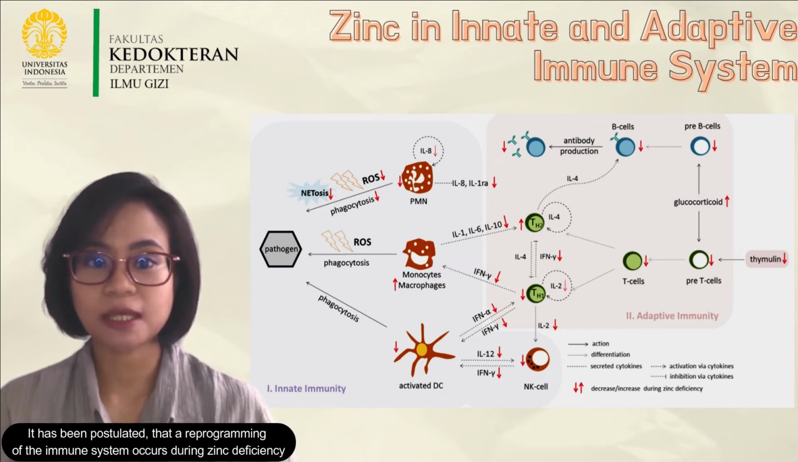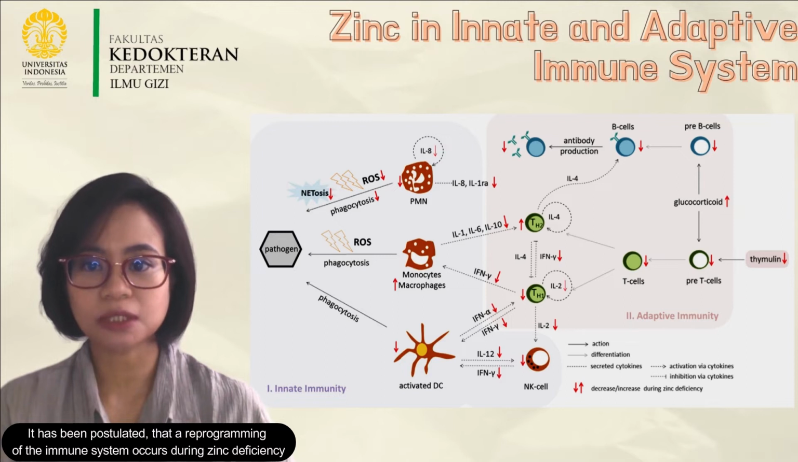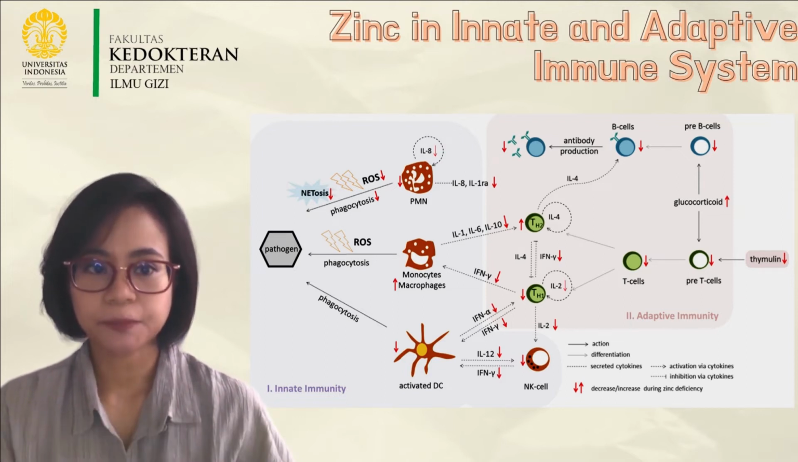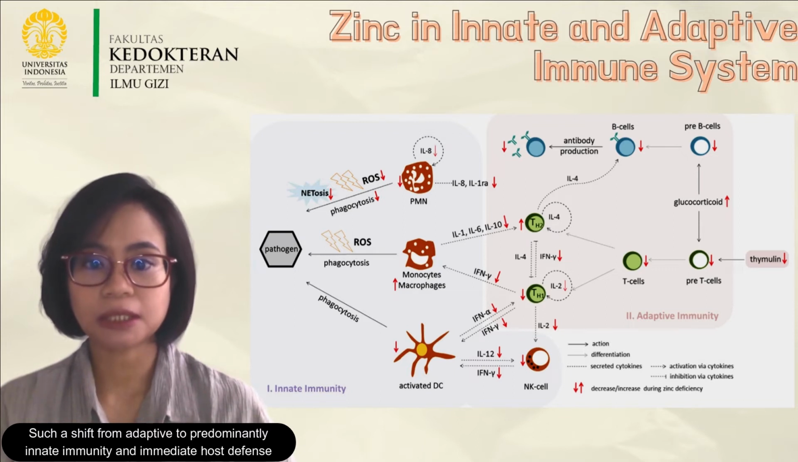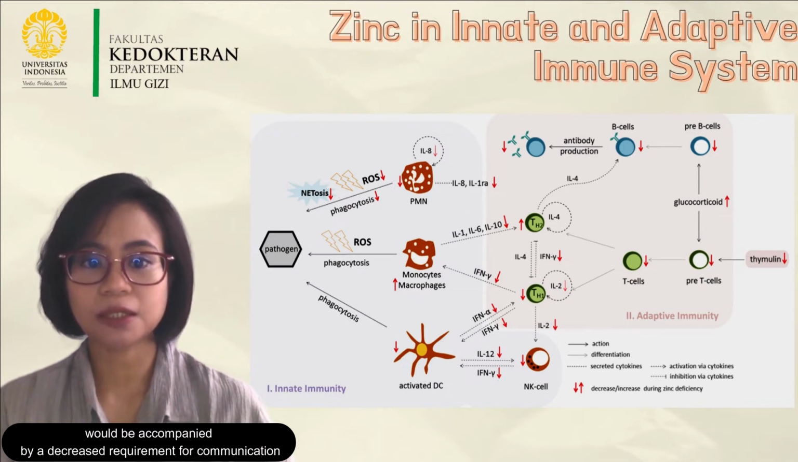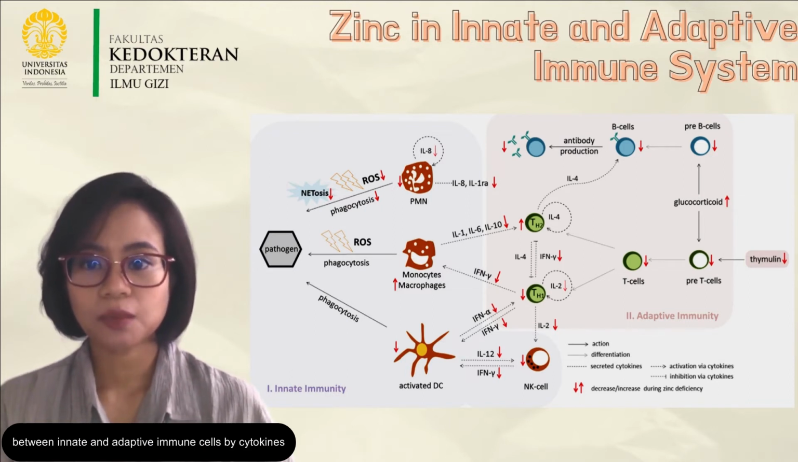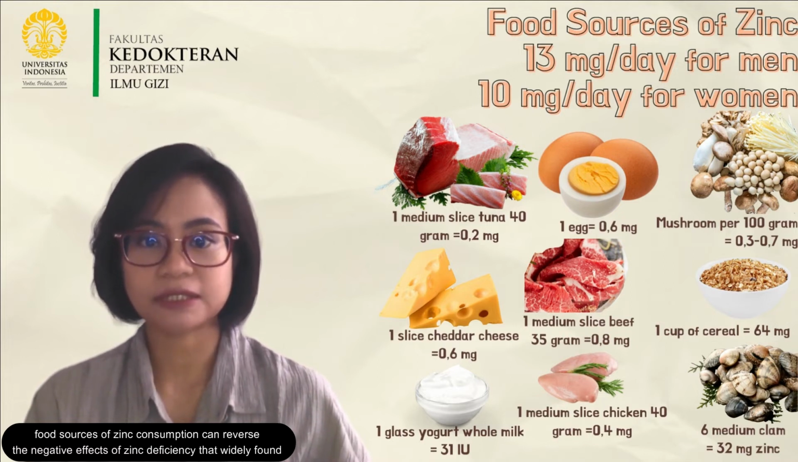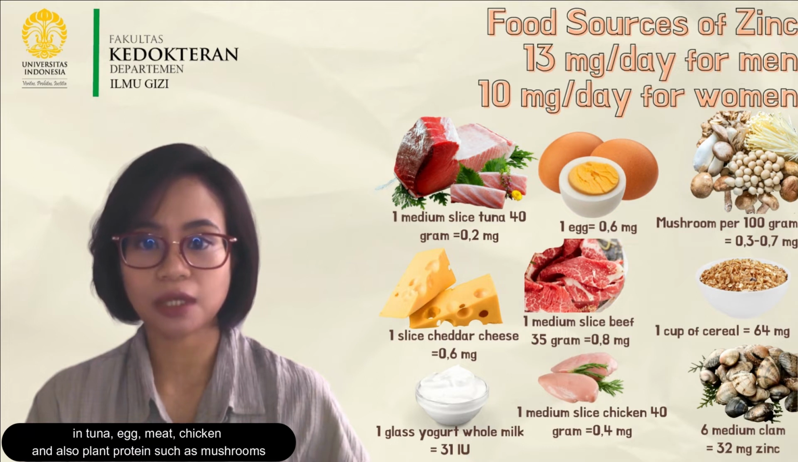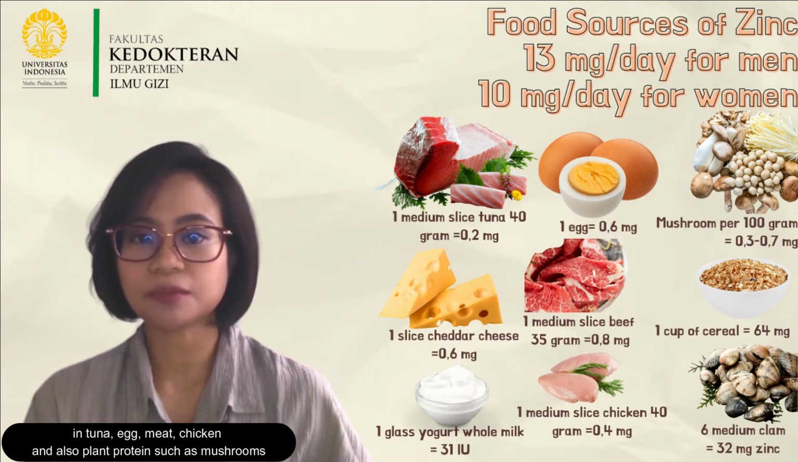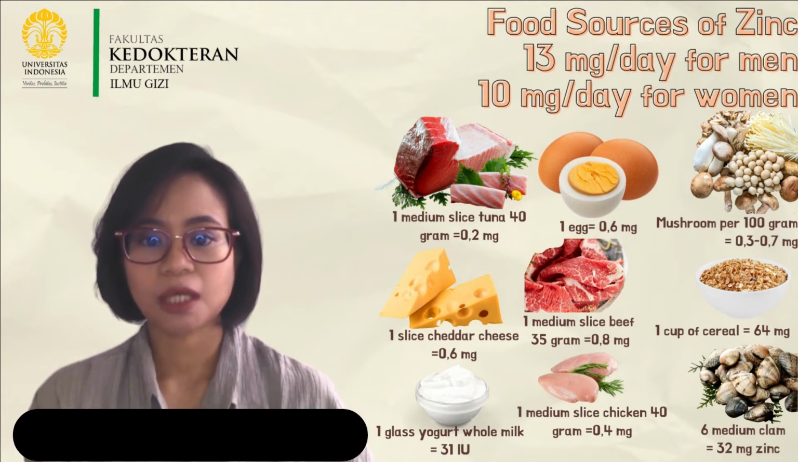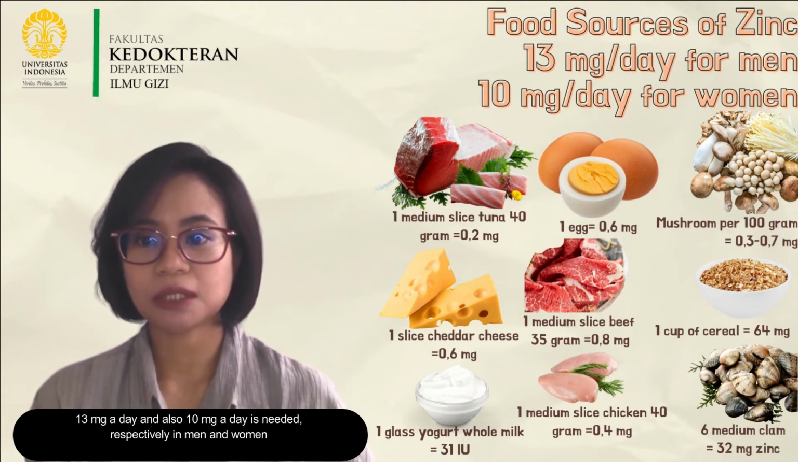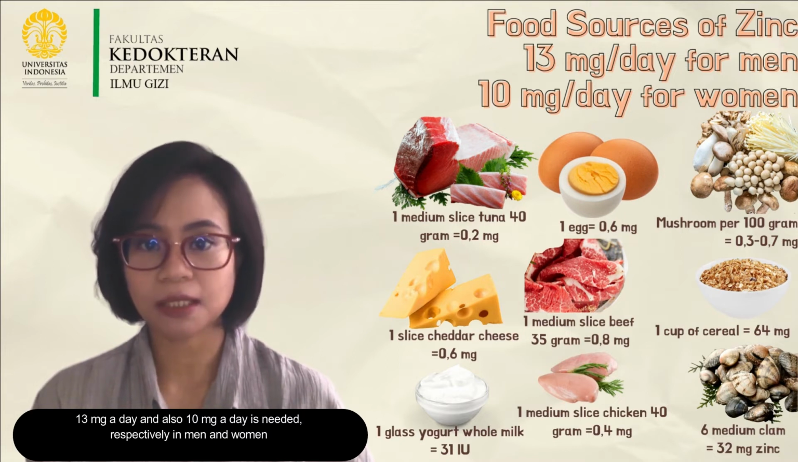It has been postulated that reprogramming of the immune system occurs during zinc deficiency, such as a shift from adaptive to predominantly innate immunity, and immediate host defense would be accompanied by a decreased requirement for communication between innate and adaptive immune cells by cytokines. Zinc consumption can reverse the negative effects of zinc deficiency; it is widely found in tuna, egg, meat, chicken, and also plant protein such as mushrooms. 30 milligrams a day and 10 milligrams a day are needed in men and women respectively.